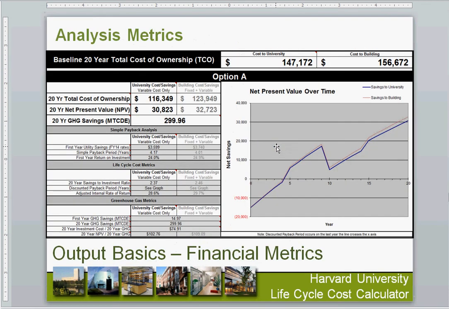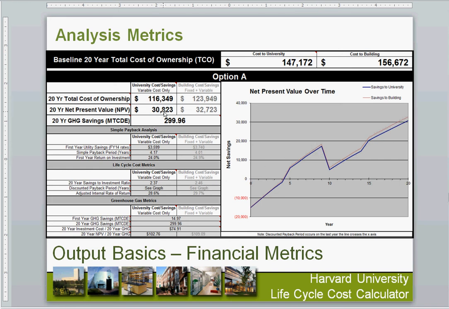You see this red line is the savings to building, and this blue line is savings to university. By definition, the red line is always going to show greater savings than the blue line. They might be equal if we're not using any district systems, but the blue line is really representative of the university perspective. The red line is more indicative of how we bill all of our buildings.